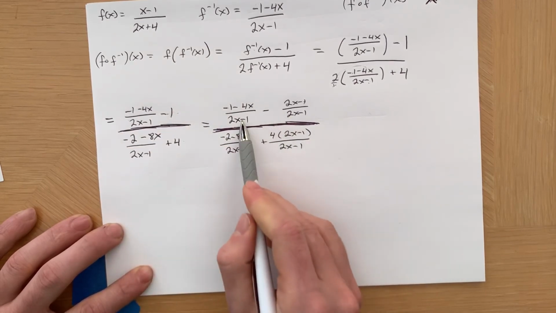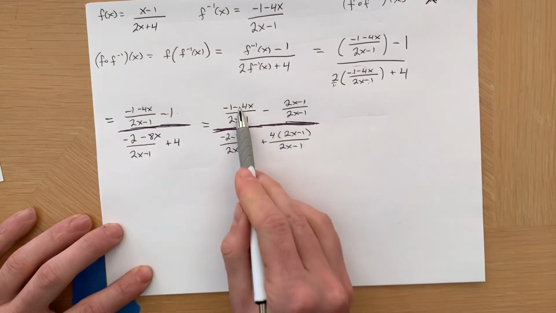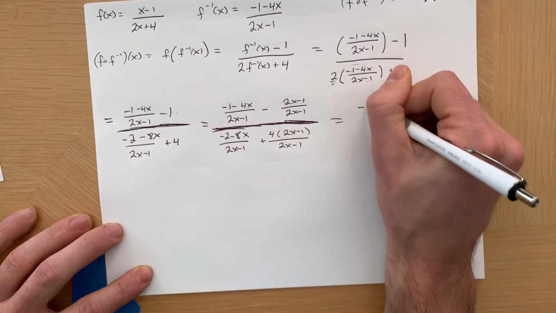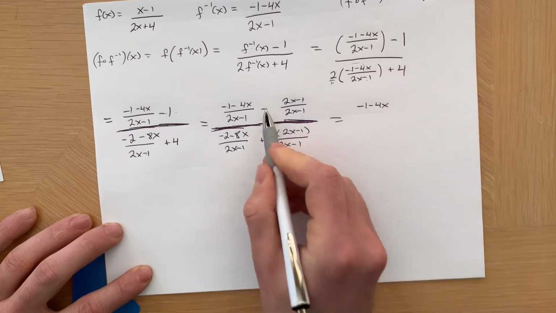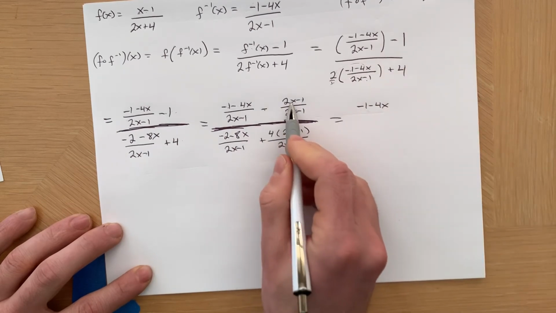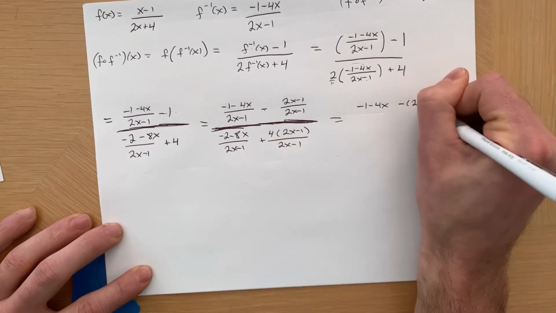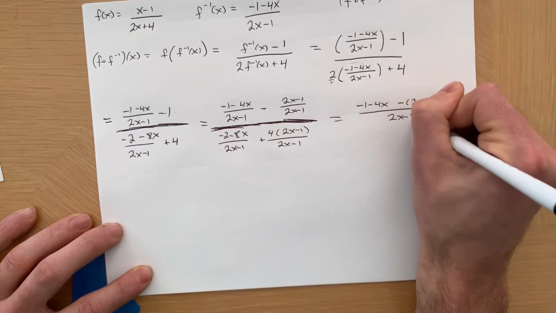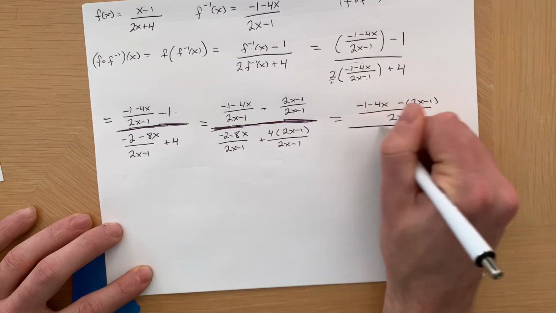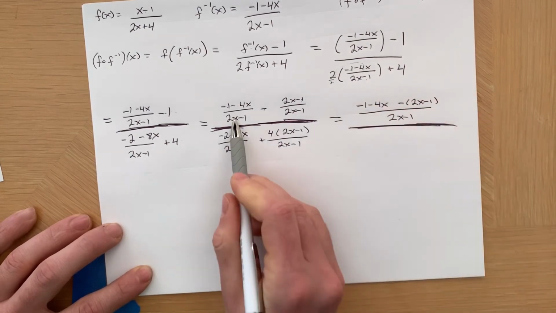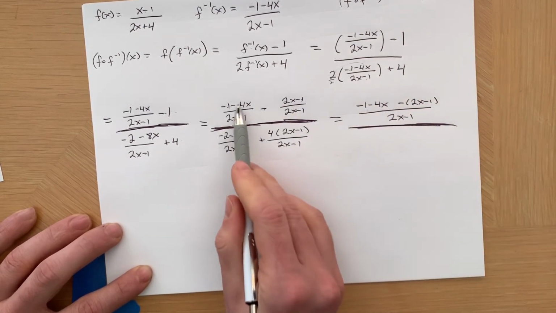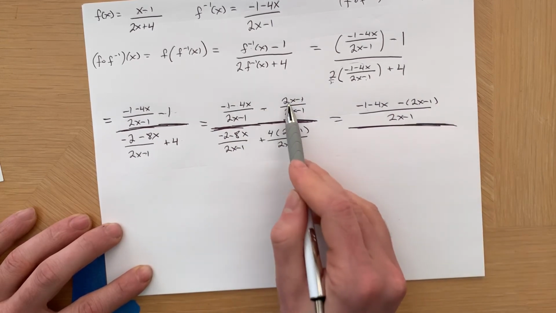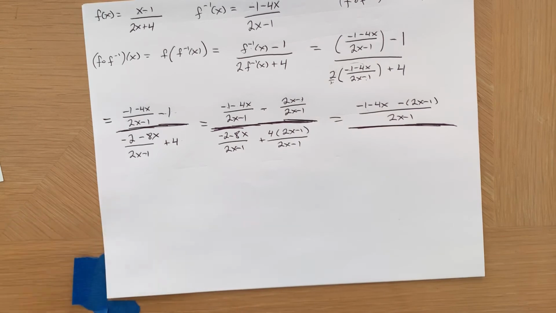So just combining the top. These denominators are the same, so we can just combine these tops. We have minus 1 minus 4x minus all of this. So minus (2x minus 1) all over 2x minus 1. All we did is, our same denominator, we can combine the top. This thing minus all of this thing. And remember, we have to keep this in parentheses. This minus has to go here, and the minus also has to go to the minus 1.